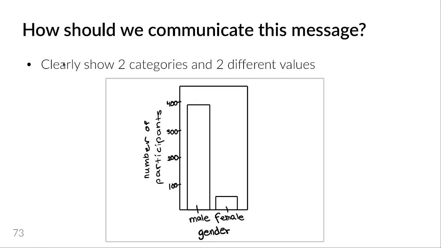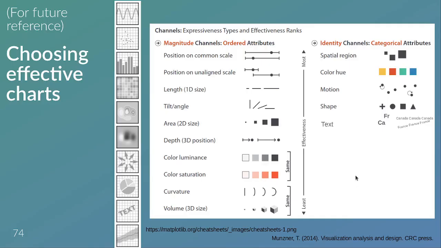Well, a bar chart clearly shows 2 categories and 2 values. And we could just leave it at this. This is a perfectly understandable figure. But let's keep going just to illustrate how the different steps would influence the figure. So here's the cheat sheet I made for choosing an effective chart. Again, it's a busy slide, but let's consider what to use here in our other visualization.